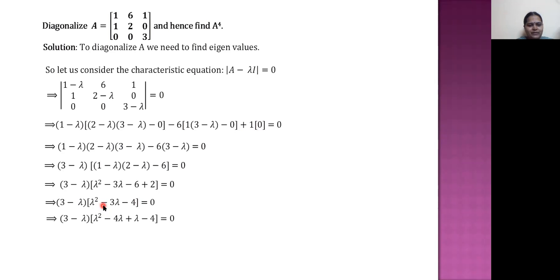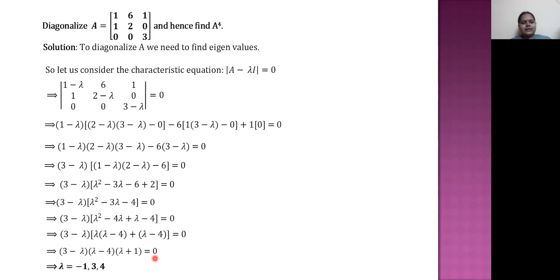And then we will factorize this one. So lambda square minus 4 lambda plus lambda minus 4 equal to 0. 3 minus lambda into, in this equation let us take lambda common. Then we have lambda minus 4 plus lambda minus 4. Now, 3 minus lambda. Lambda minus 4 is common in these two terms. Then we will have lambda plus 1. So the eigenvalues are lambda equal to minus 1, 3 and 4. These are the eigenvalues. Now we will find the eigenvectors corresponding to these three eigenvalues.